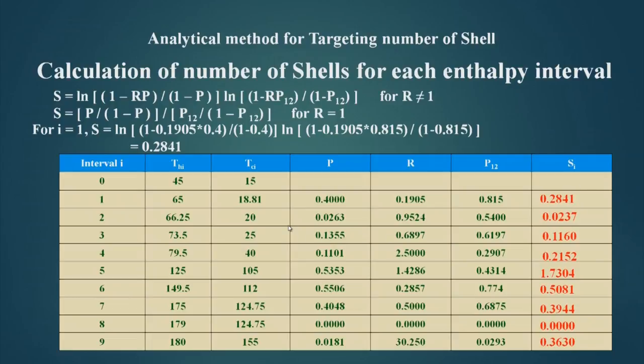So, once SI is calculated, then I have to find out the value of NI minus 1. That means, for each enthalpy interval, we have to compute how many streams there are, find out the NI minus 1 value, and then multiply the SI value by that, and for each interval we will find out the number of cells. For this purpose, we have to plot the stream population.